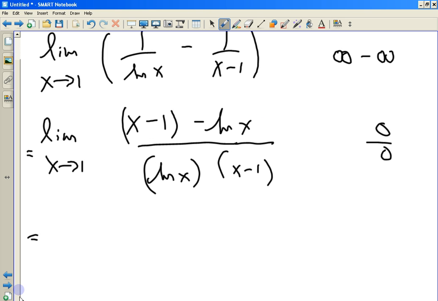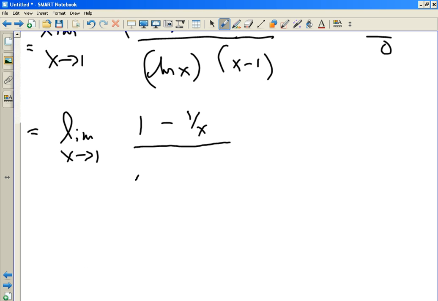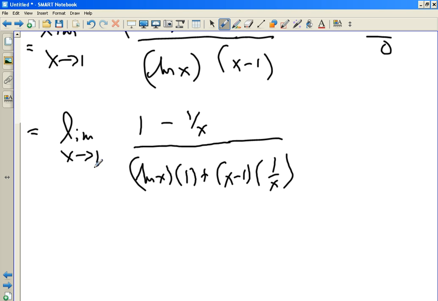So, derivative of the top separate from the bottom. Derivative of this is 1. Derivative of that, 1 over x. Good. Now the bottom is going to be a product rule, I guess. So first times the derivative of the second, plus the second times the derivative of the first. Okay. Now what if you plug in 1, what happens?